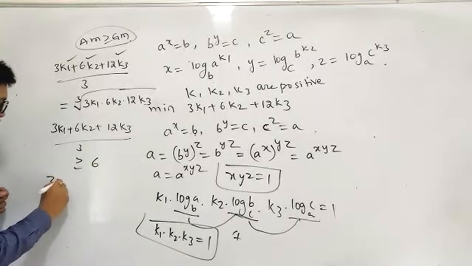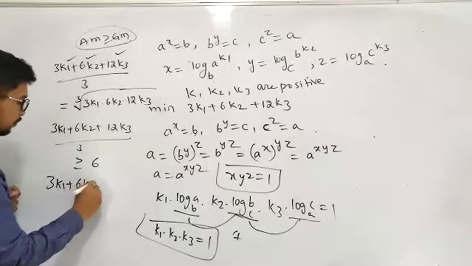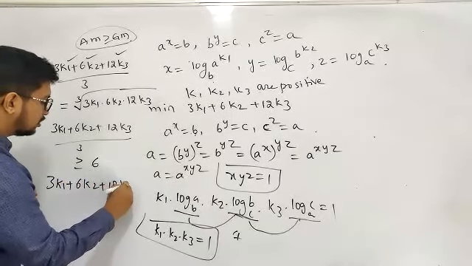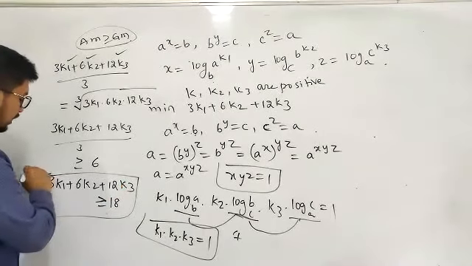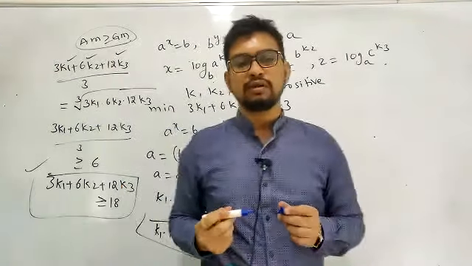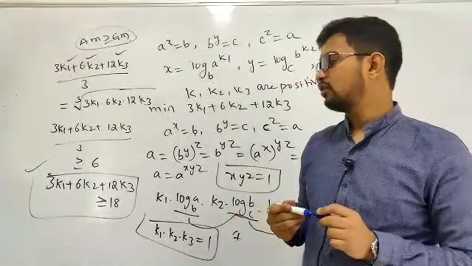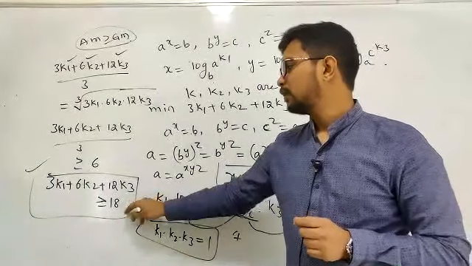So from that, you'll be getting 3k1 plus 6k2 plus 12k3 is greater than or equal to 18. So that will be your final answer.